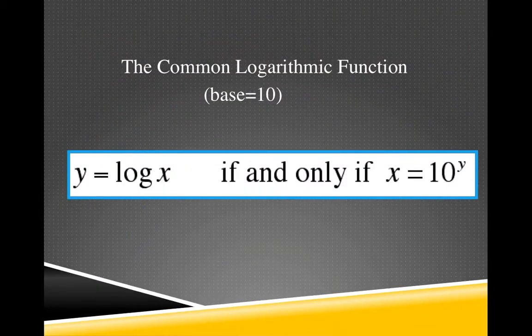The common log is a logarithm with base 10. Log base 10 of x equals y is true if and only if 10 to the y is equal to x.